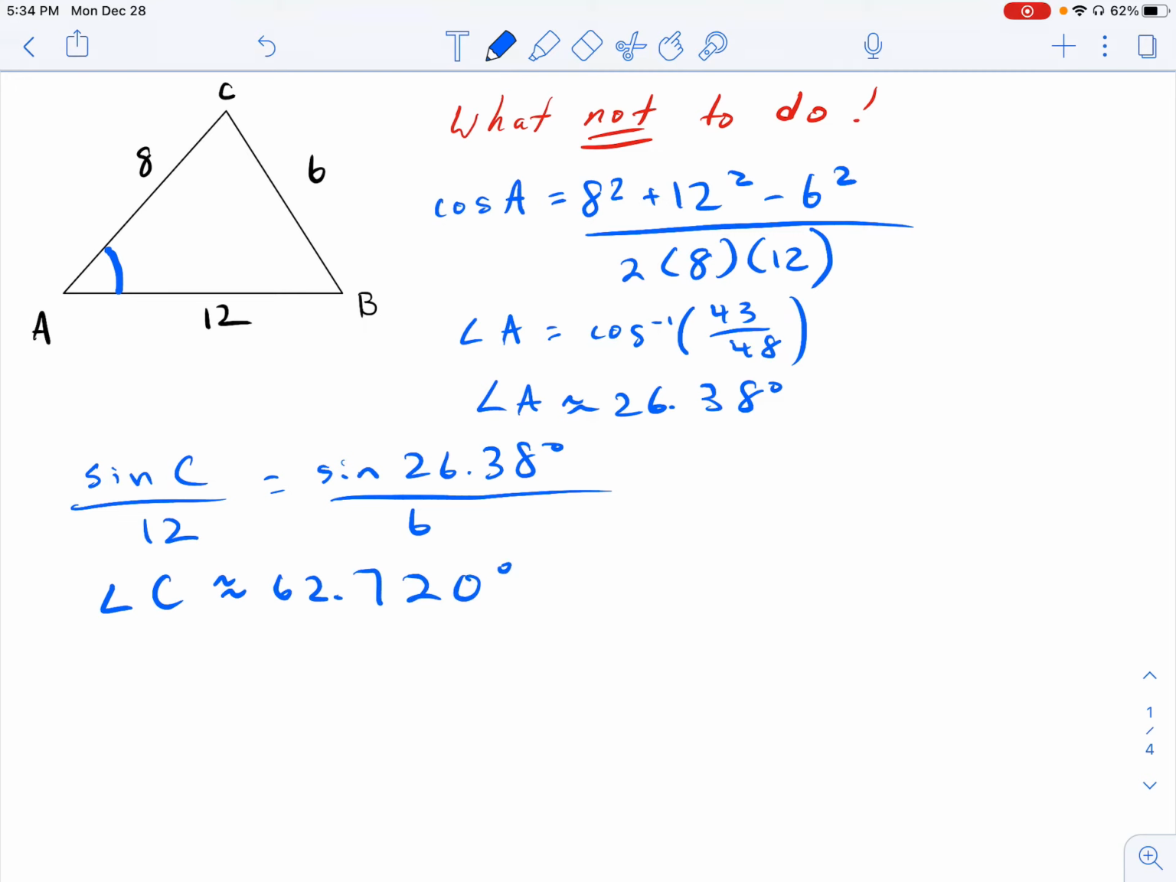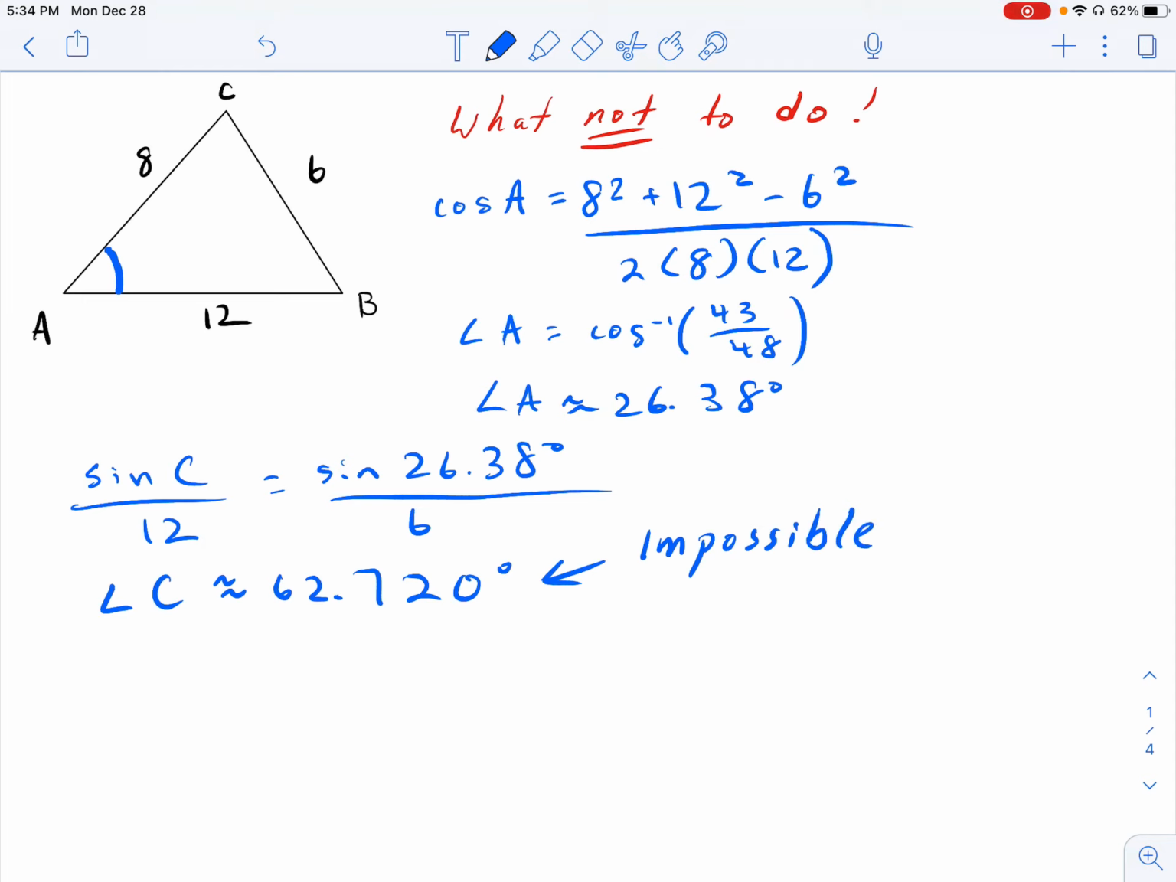And I want you to pause the video right now and think about this. Is there an issue with what we have just found? Look at angle C and then look at that angle in the context of the side length that we're given right now and see if you can recognize the issue. And hopefully after some time you figured it out. You know this angle is impossible. We cannot have angle C be this low of a value.